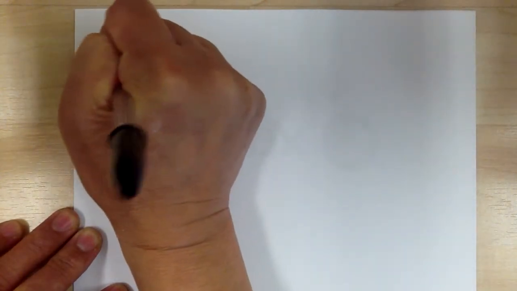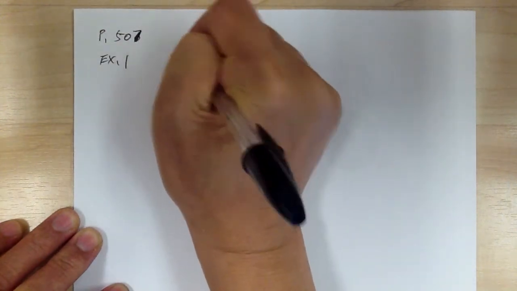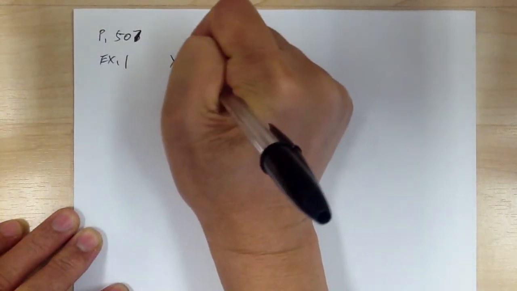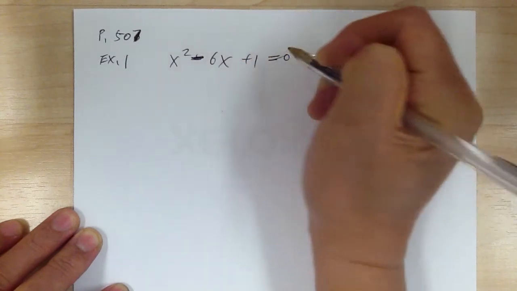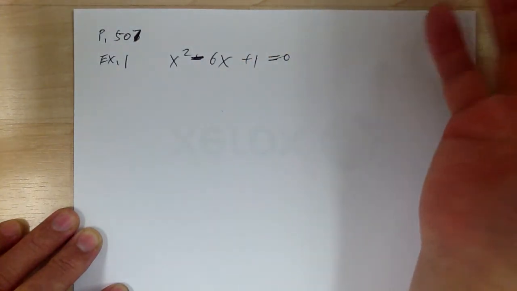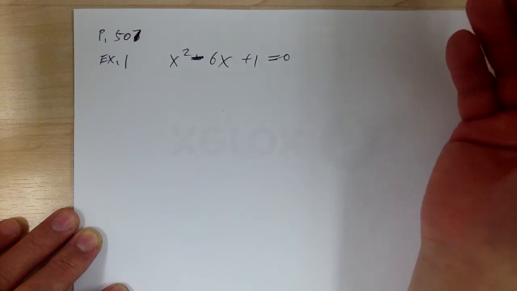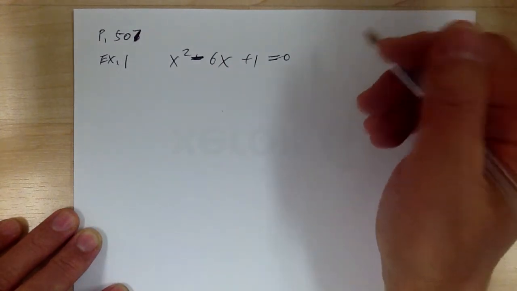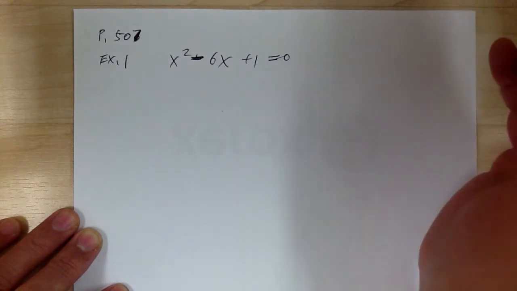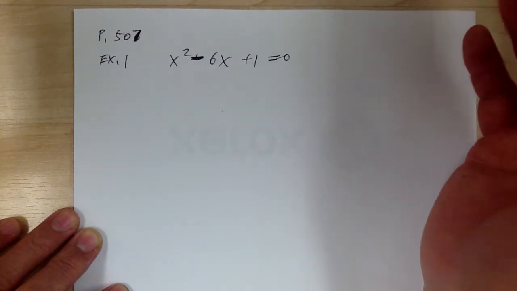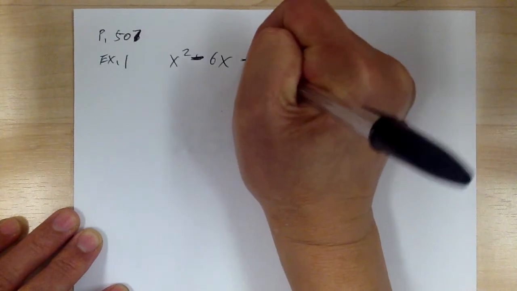Example 1. So you've got x squared minus 6x plus 1 equal to 0. Now this one you cannot solve by factoring, because this is not factorable if you try to use the master product. Again, that's the reason you want to learn different methods, because the factoring method does not always work. Okay, so this is how completing the square works.